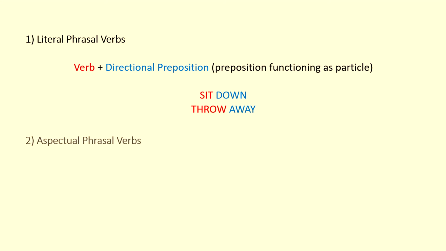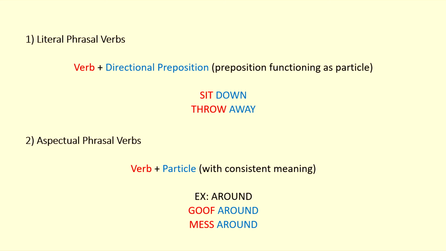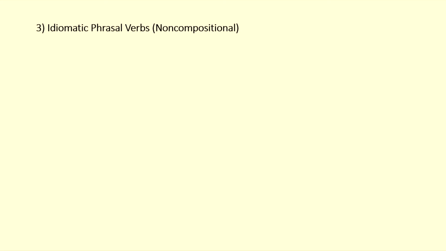But when it comes to spectral phrasal verbs, the meaning is not as clear as the literal ones. However, we can say that the particles have a consistency in their meanings. For example, the particle around has consistency in meaning activities without a sense of purpose. Example, to goof around, to mess around. As opposed to literal phrasal verbs, the third category, idiomatic phrasal verbs, have no indication of meaning by the individual parts. Still, understanding the logic behind the construction can lead to comprehension.